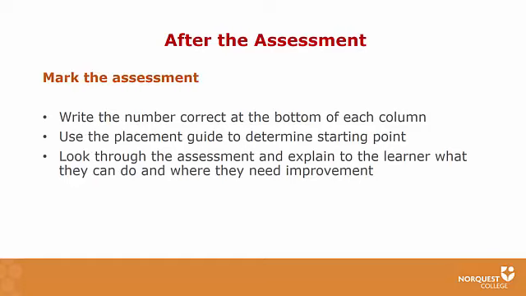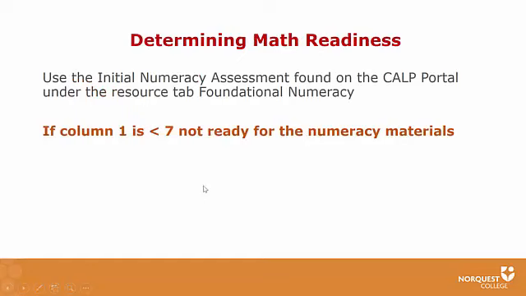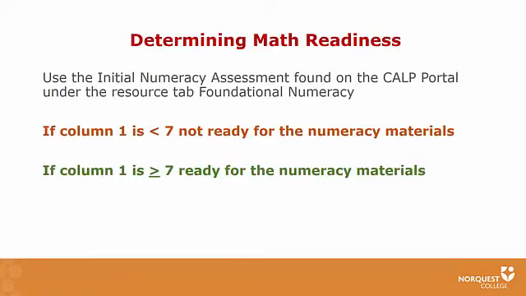where they need improvement. If column 1 is less than 7, the learner is not ready for the numeracy materials. However, you could use the decimal module as a starting point and review whole numbers as you work with your learner in each concept. If column 1 is greater than or equal to 7, the learner is ready for the numeracy materials. Again, you'll want to look through and see where the learner needs to improve.